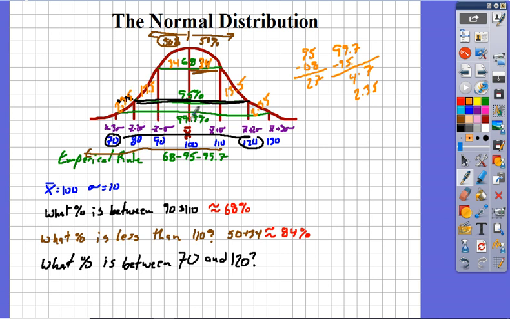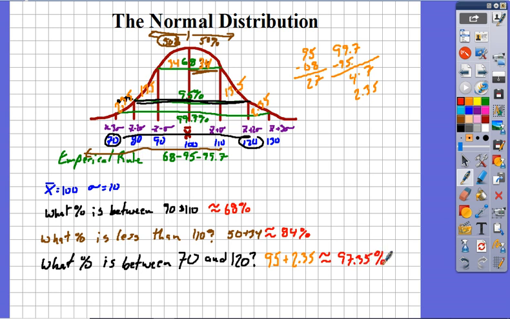So now we're able to do what we need for our problem down here between 70 and 120 in this case. So we know that from 80 to 120 is 95%. So I'm going to put that here, 95% approximately. We know there's an additional 2.35%. 2.35. So that brings us to an approximate solution here of 97.35. Now again, these are just approximations.